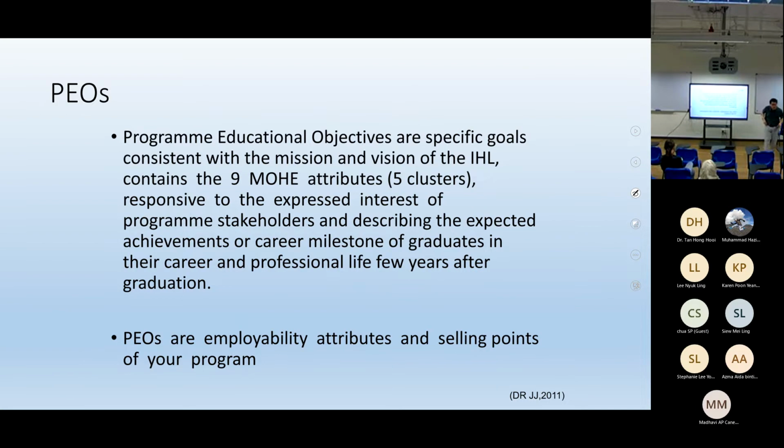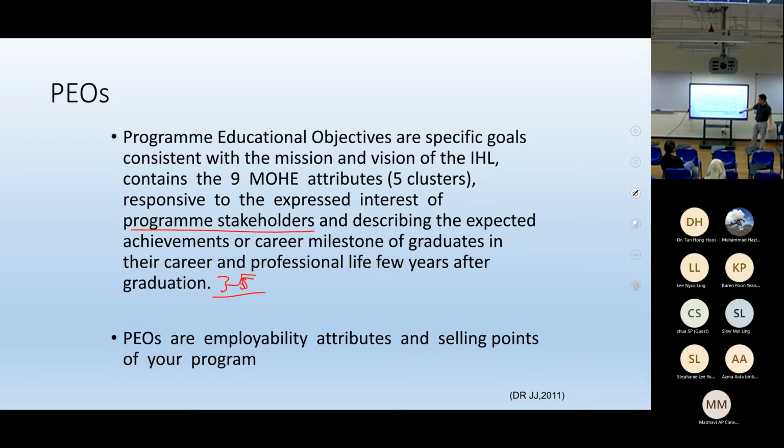So what is important? I say PEO, right? Now, I'm going to emphasize PEO here. Program education objectives are specific goals consistent with the mission and vision of the IHL, the Institute of Higher Learning, KDU. They contain the 9 MOHE attributes or the 5 clusters, and are responsive to the expressed interest of program stakeholders. So it is based on the program stakeholders, the market, and describes the expected achievement or career milestone of graduates in their career and professional life a few years after graduation. They say a few years, but I'm just going to say roughly 3 to 5 years. That is what PEO is.